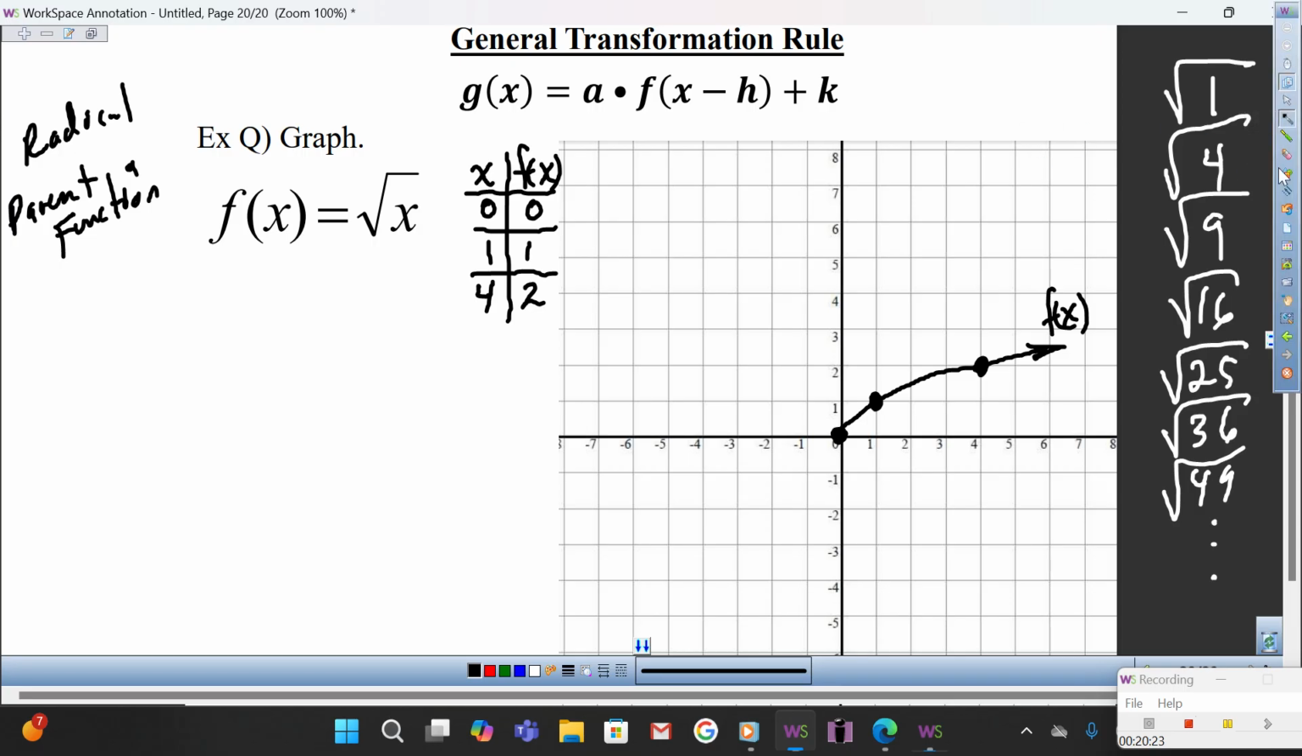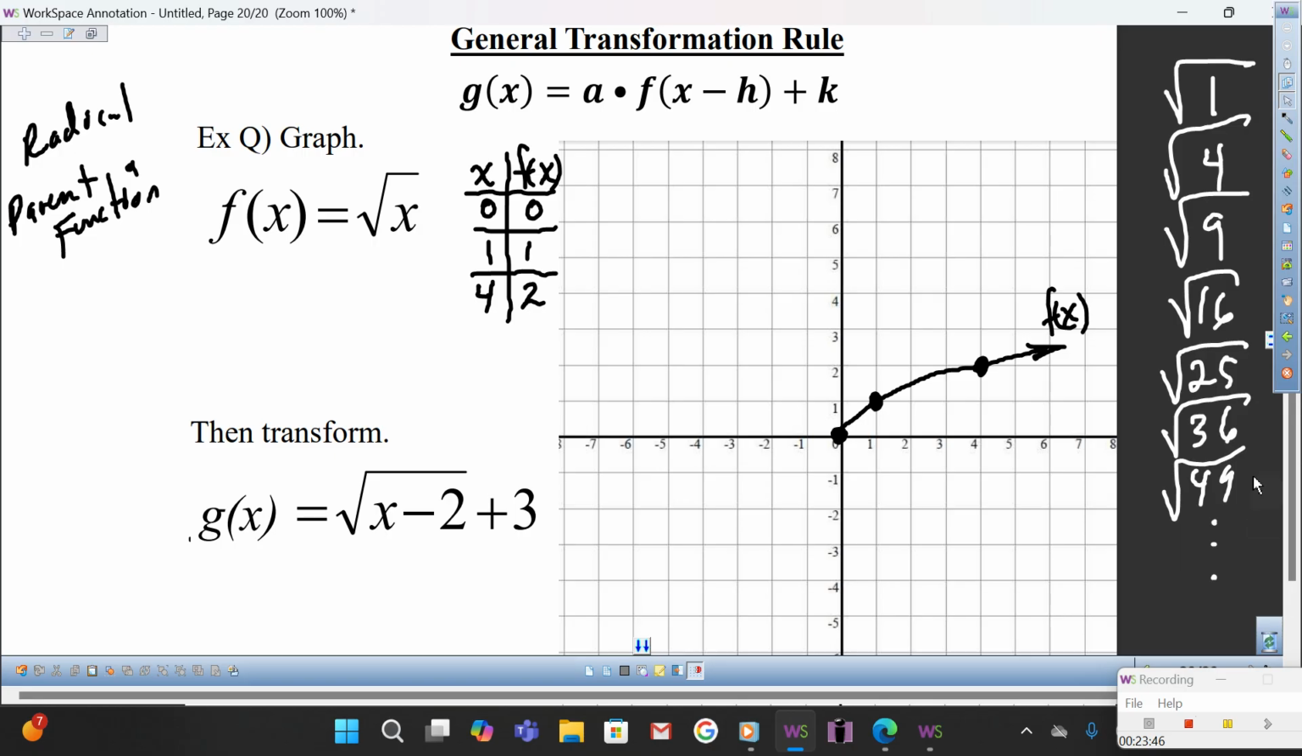Next, underneath that, watch what I'm going to do now. Write this down. Then transform by g of x equals square root of x minus 2 plus 3. Write that down, please. We're going to transform now using that transformation.